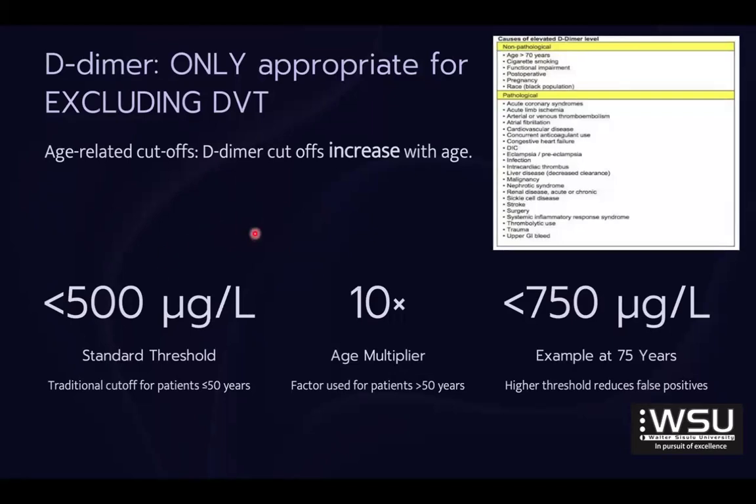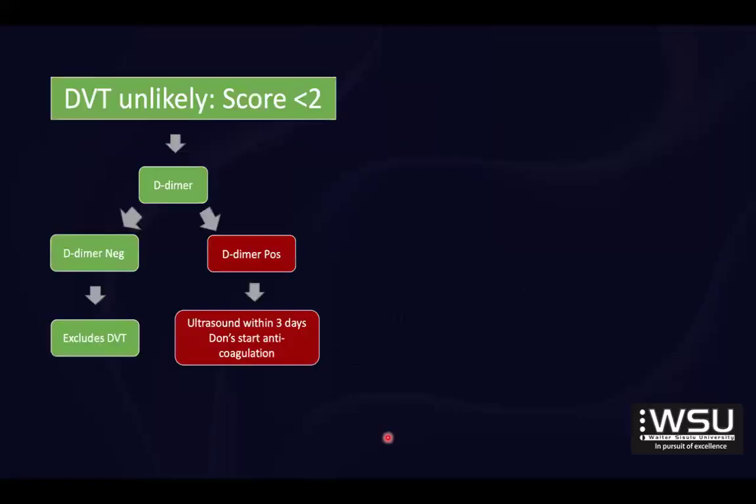What's important to realize is that the older you get, this D-dimer cutoff changes. If you're under 50 years old, then we use less than 500 micrograms. But if you're more than 50 years old, you multiply the age by 10. So for example, if you've got a 75-year-old patient, you multiply by 10, so your D-dimer cutoff will be less than 750, and that helps us not end up with too many false positives. So let's just go through the algorithm.